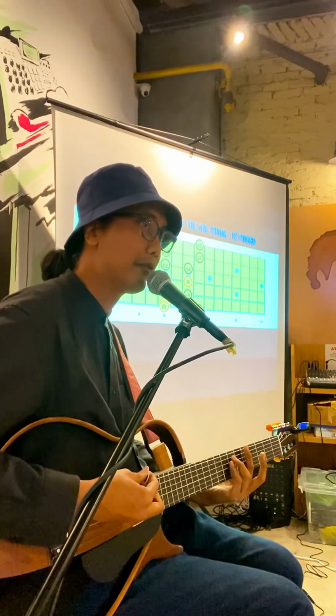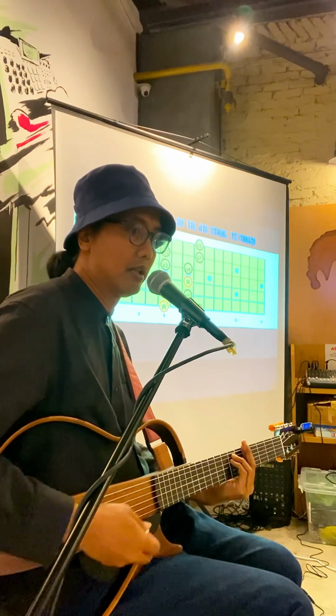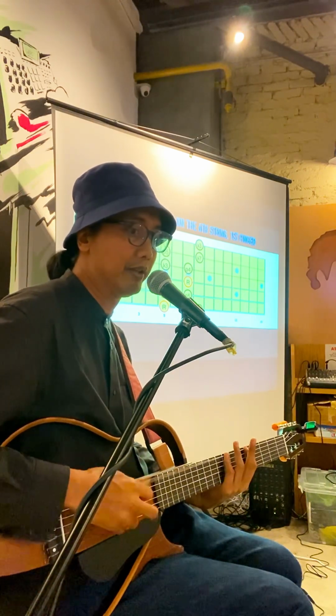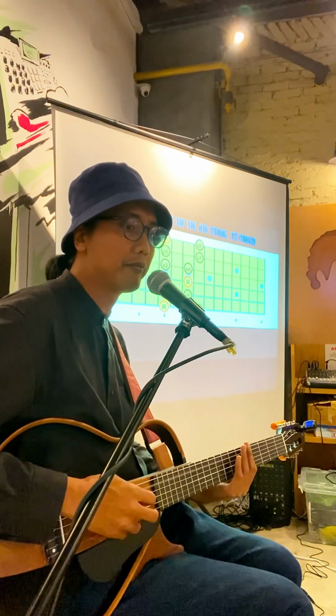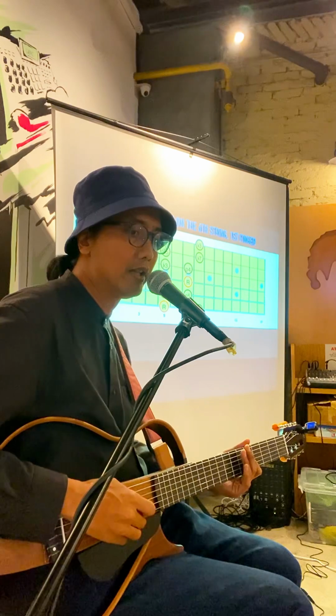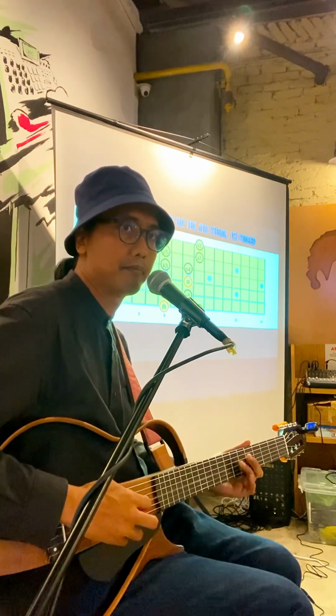So if I'm in the key of A minor, and I play this note, the A will be the root, the C will be the flat 3, the D will be the fourth, perfect 4th, the E will be the perfect 5th, the G will be the flat 7, then it repeats.